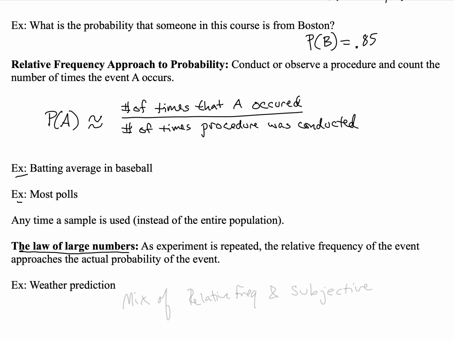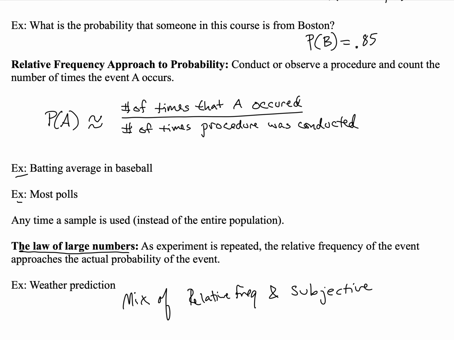One more example is weather prediction. This is really a mix of the relative frequency approach and the subjective approach. With weather, a meteorologist would be using previous data, like, out of all times that these clouds were observed at 9 p.m. on a Wednesday, this proportion of the time it rained by 2 a.m. on a Thursday. But they're also using some subjectivity to make determinations in predicting weather.